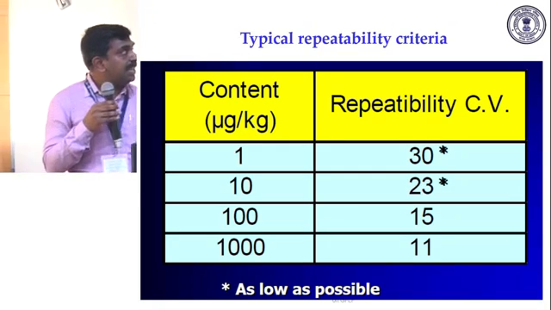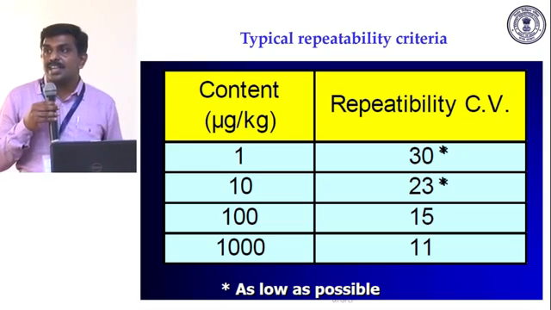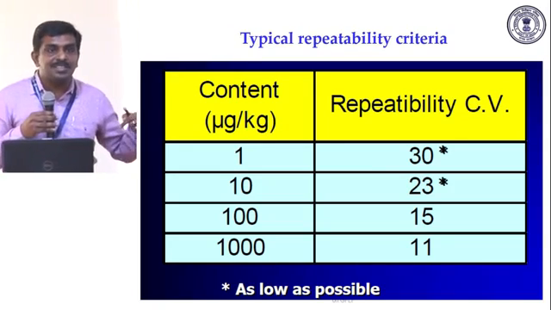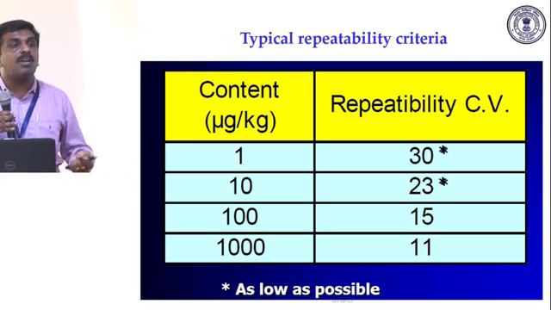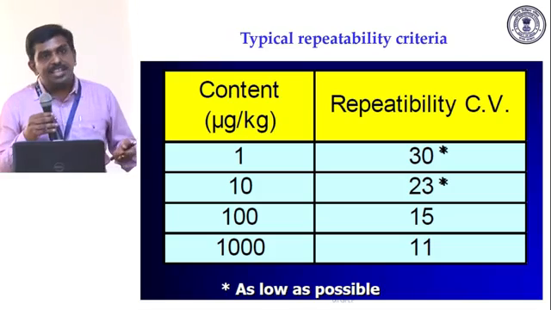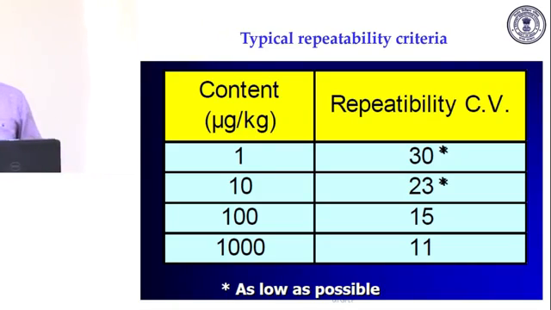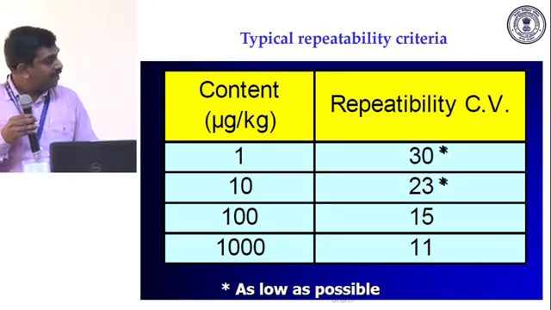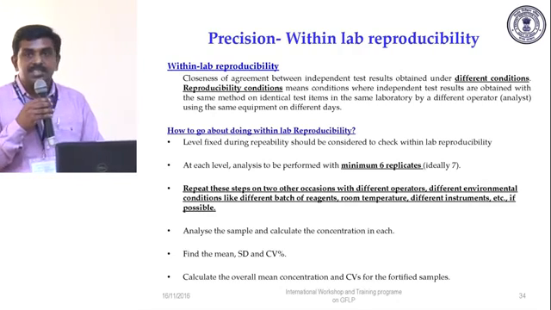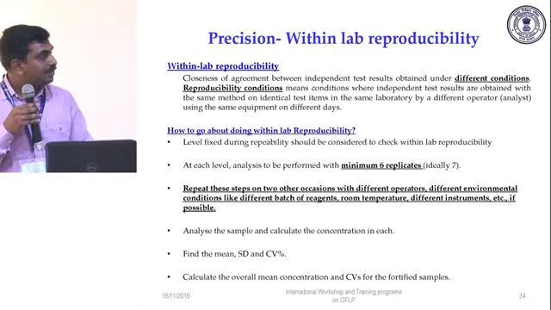See, this is within-lab reproducibility. Again, it is precision only. That was repeatability. You have to reproduce it on 3 different occasions or by changing something, maybe the analyst. There are so many permutations and combinations you do in a lab. So again, same thing, you calculate your CVs, the standard deviations and the mean.